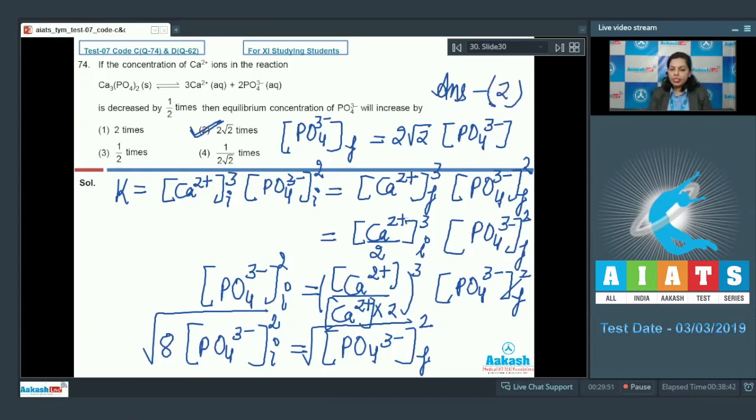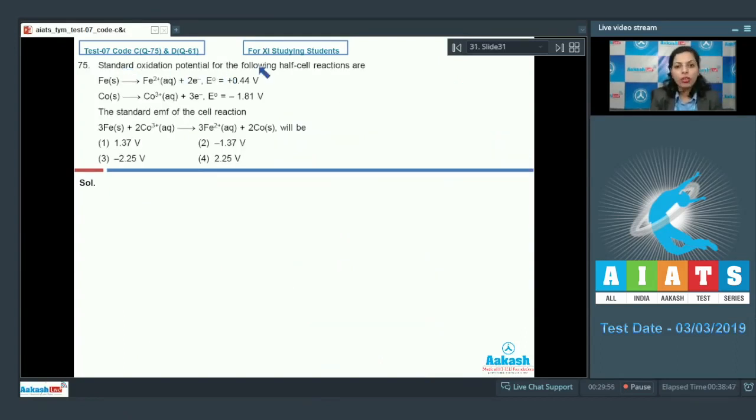I hope this question is clear to you. Let's take next question. Question number 75. Standard oxidation potential for the following half cell reactions are. We have these standard oxidation potentials. So what would be the reduction potential for these two cases?